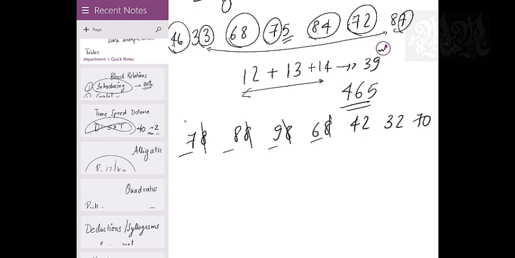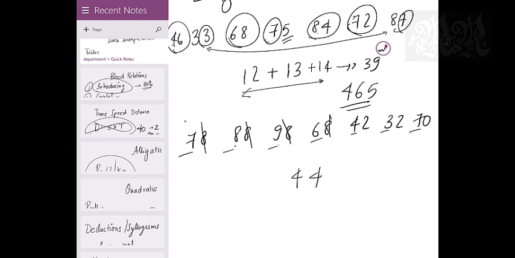7 plus 8 plus 9 plus 6. 6 plus 7, 13. 13 plus 8, 21. 21 plus 9, 30. Okay. 30 and 7, 37, 37 and 7, 44. I just added the first place of every number, okay?